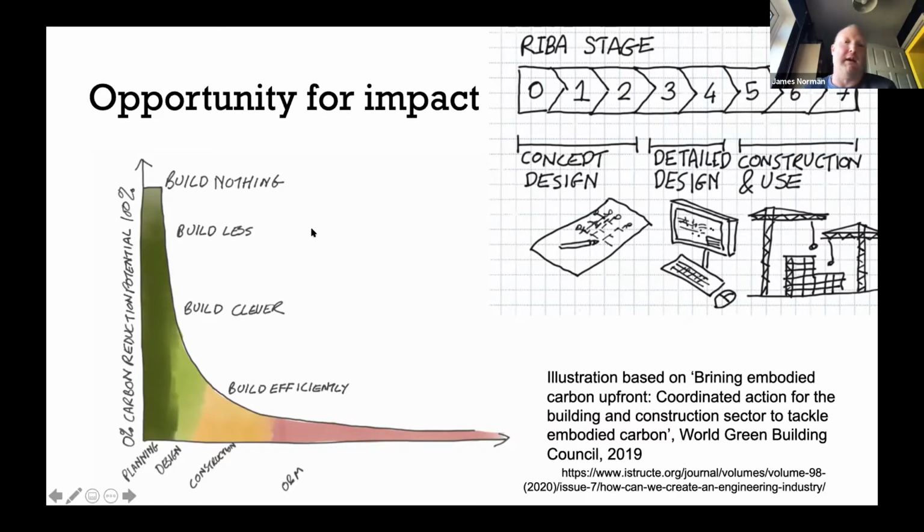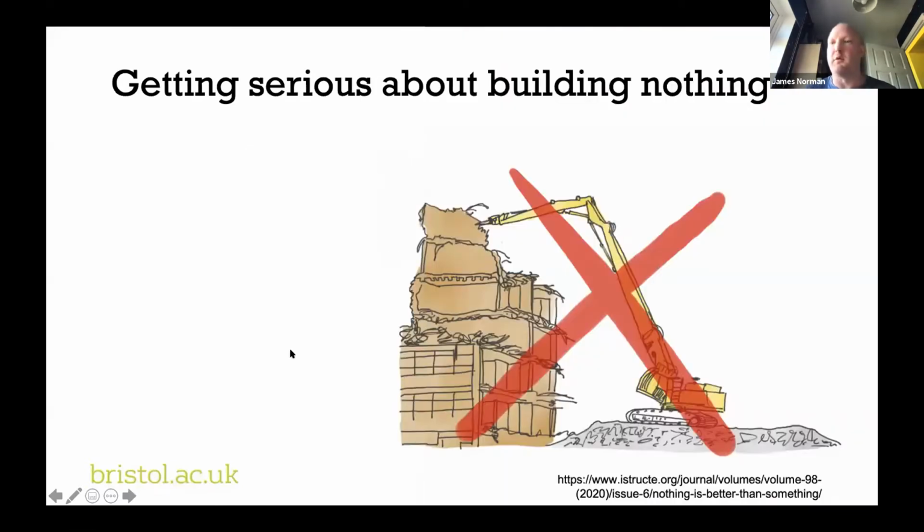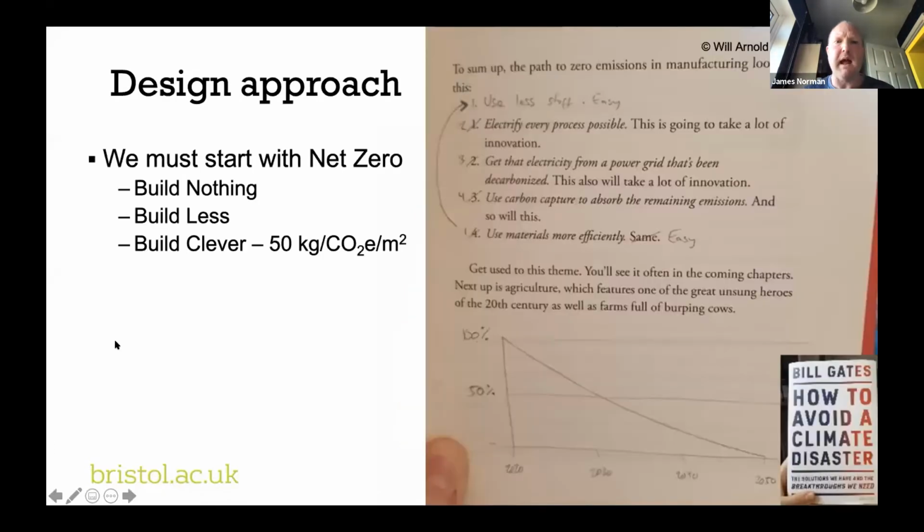So the first thing we should be doing is building nothing. And we should be exploring this idea of, I probably should have ordered these better, but let's stop knocking buildings down. Let's explore how we can reuse buildings as much as possible. And that's something that the AJ and the IStructE have been pushing on for a little while now. And I think it's a really important conversation. However, it's not always possible to build nothing. Sometimes we do need to build new. And so when we build new, we need to think about how we can reduce the impact.